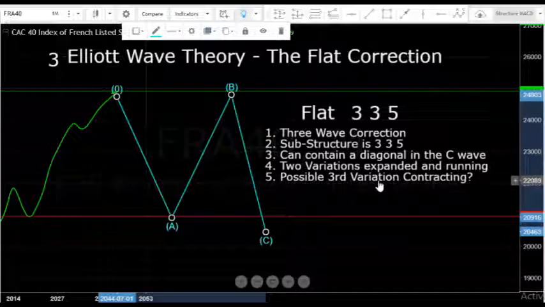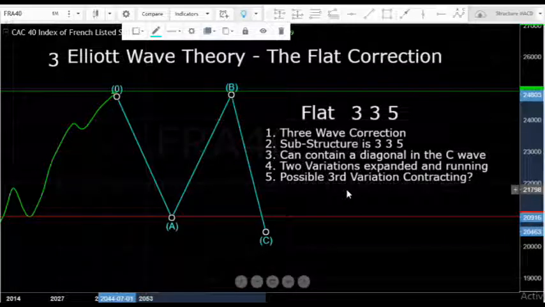And there's a possible third variation. Now Elliott didn't identify this third variation, but there is a possibility that there's such a thing as a contracting flat correction. But we'll look at that much later on when we're looking at structure.